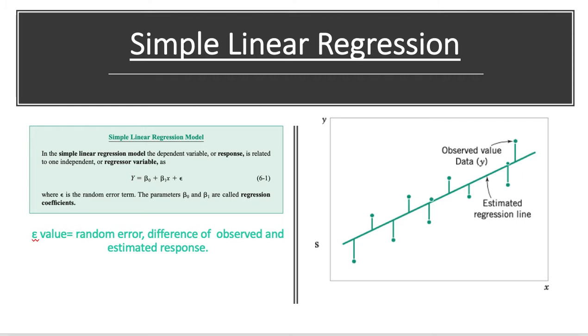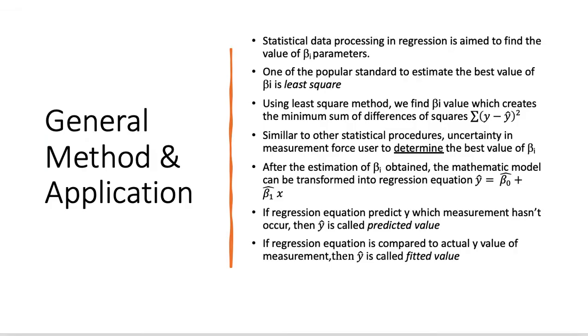The random error, epsilon, expresses the difference between the observed and estimated response, as we can see in the figure on the right. In general, the statistical data processing in regression is aimed at finding the values of the beta 0 and beta 1 parameters. To find those values, we can use the least square method.